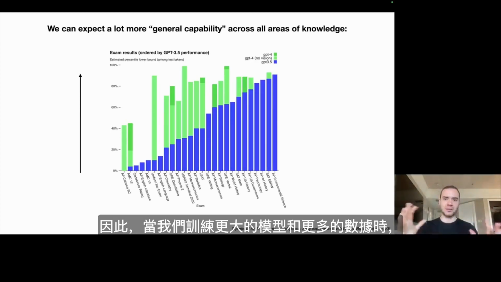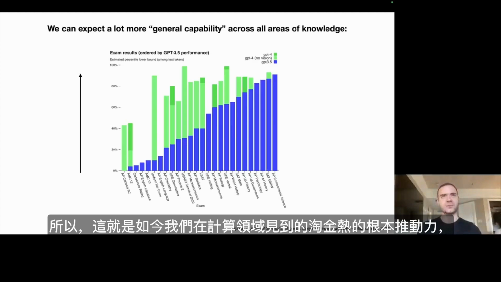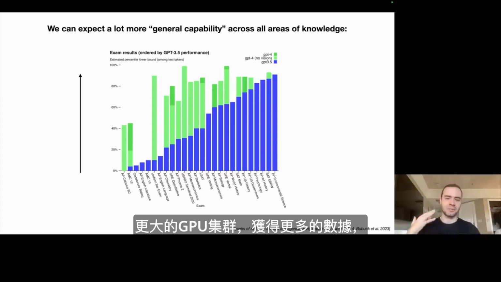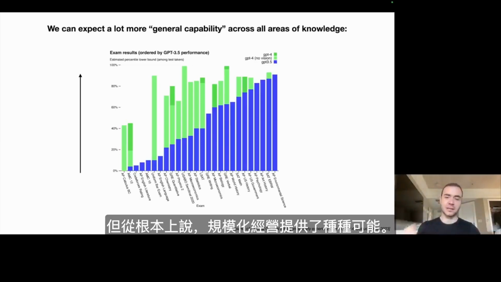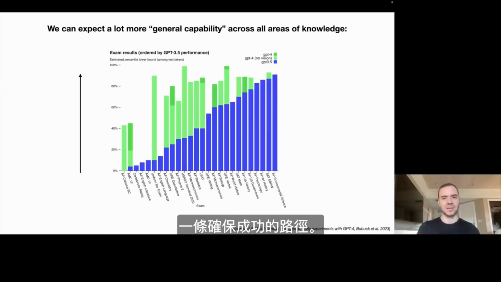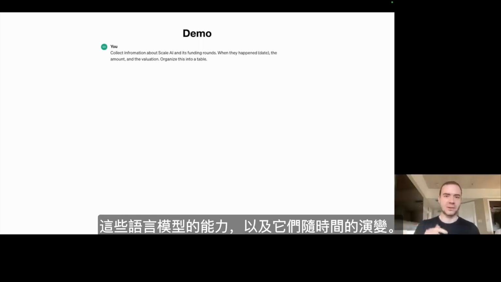And so as we train bigger models and more data, we just expect almost for free the performance to rise up. And so this is what's fundamentally driving the gold rush that we see today in computing, where everyone is just trying to get a bigger GPU cluster, get a lot more data, because there's a lot of confidence that you're going to obtain a better model. And algorithmic progress is kind of like a nice bonus, and a lot of these organizations invest a lot into it. But fundamentally, the scaling kind of offers one guaranteed path to success. So I would now like to talk through some capabilities of these language models and how they're evolving over time.